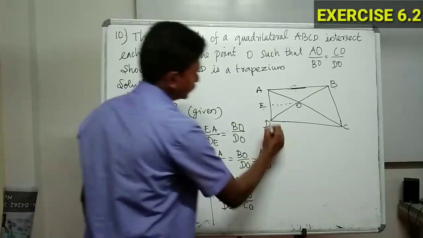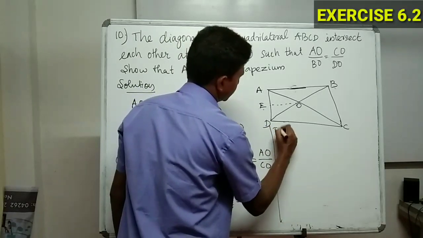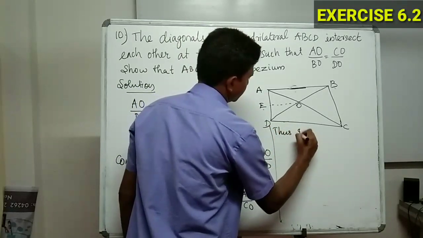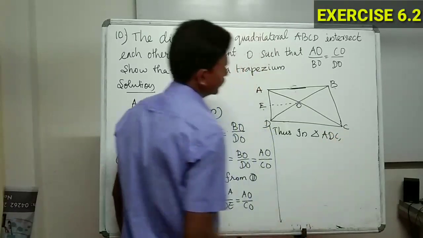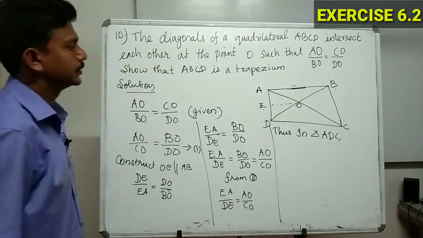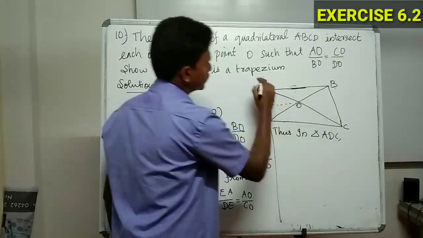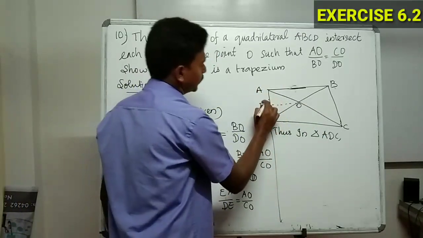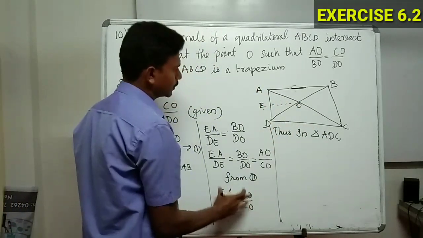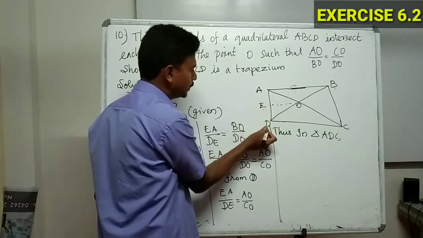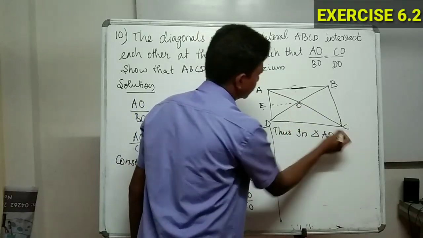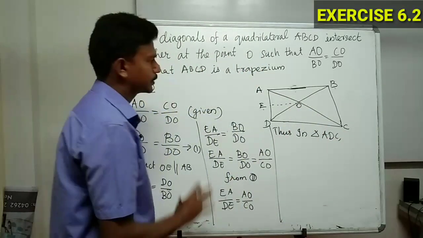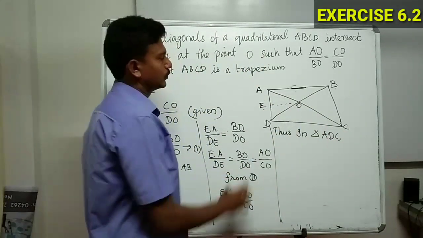So in triangle ADC, what happens in triangle ADC? This line, we got this ratio. We got the ratio, that is AE by ED equal to AO by OC, which we have written a little differently, but the meaning is the same. So we got this ratio.